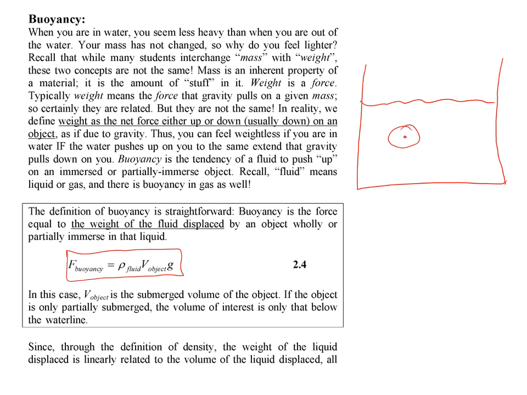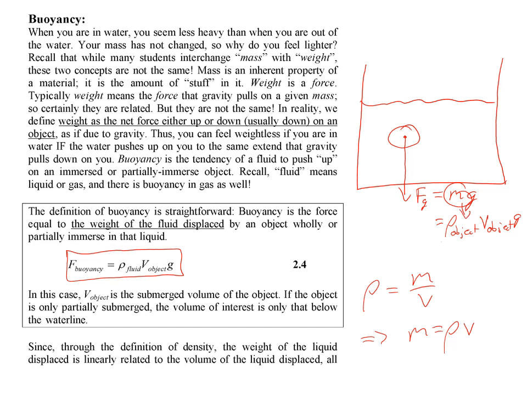Now, at all times, an object will be experiencing the force of gravity on it. So if I draw an arrow representing the force of gravity, it is equal to mg. But it's also equal to the density of the object multiplied by the volume of the object times g. Because remember, the density is equal to mass over volume, which implies that mass is equal to density times volume. So that's the conversion that we're using here.